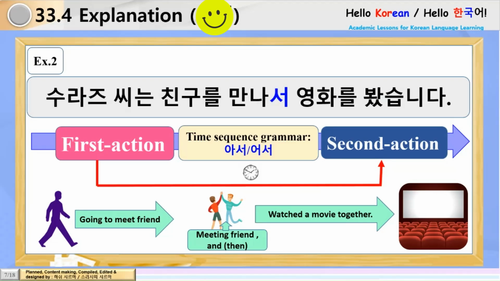Please repeat with me once. Say, 수르 씨는 친구를 만나서 영화를 봤습니다.